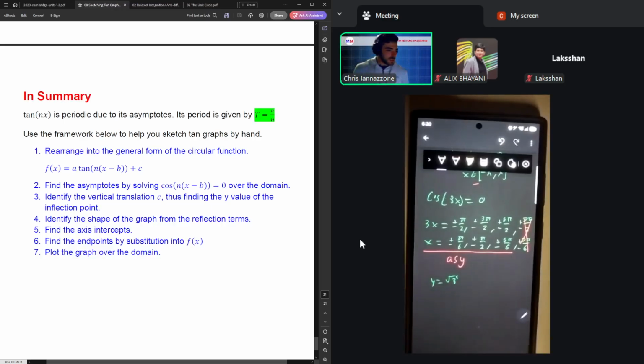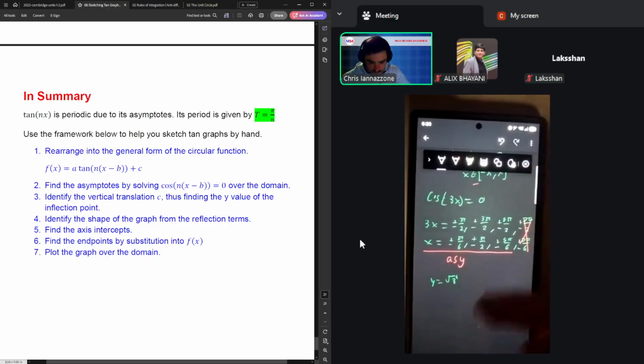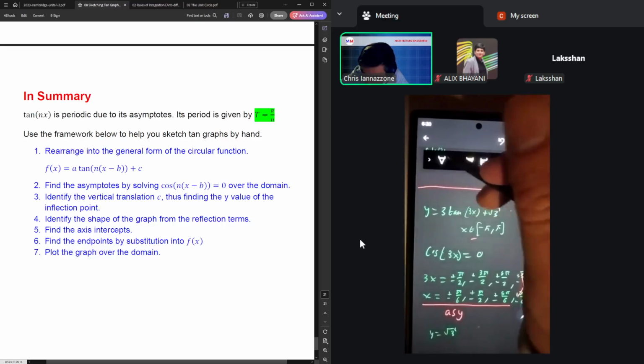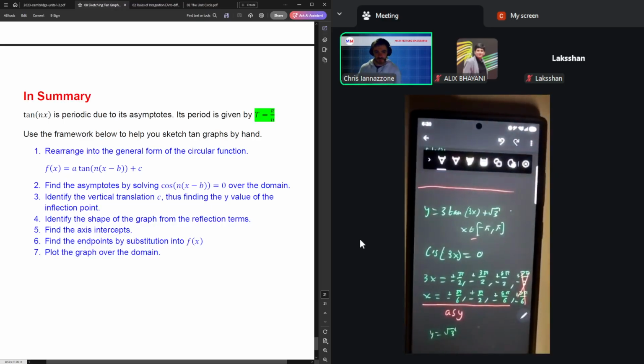Step 4, identify the shape of the graph from the reflection terms. Well, the first question we've got to ask is, are there reflection terms? And if so, what's the shape of the graph going to be? Can anyone help me there? Do we have any reflection terms?